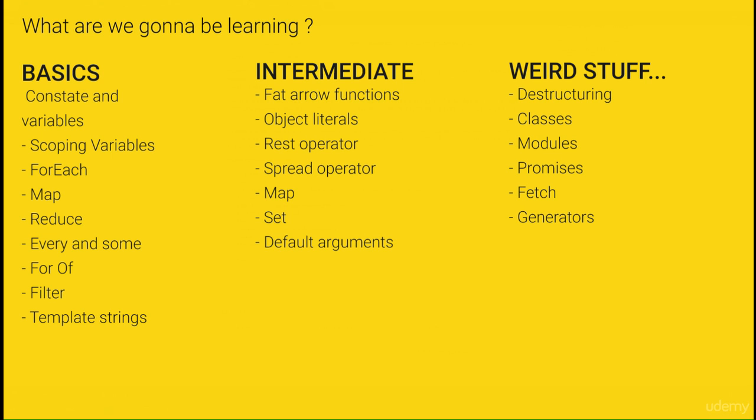We will start with the simple stuff, with constants and variables. We will talk about template strings, array helpers, such as forEach, filter, map, reduce, and a few more, of course. Then we'll hit the not so simple topics, such as fat arrow functions, default arguments, rest and spread, and map and set. And then we will hit the confusing stuff with classes, modules, and generators.